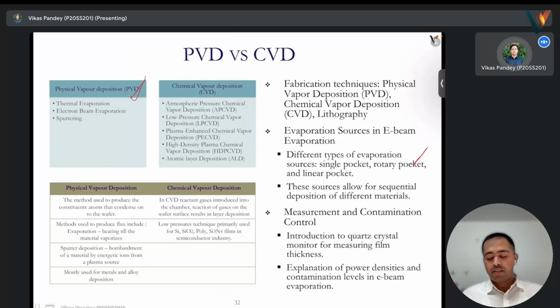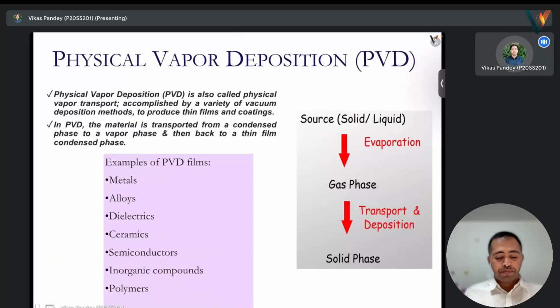And the measurement is done using, in case of thermal evaporation, a quartz crystal monitor to measure the film thickness during deposition. After deposition, we can measure using other tools also. But during deposition, the ongoing rate of deposition is measured using a quartz crystal monitor.